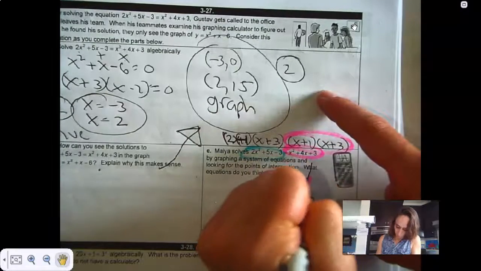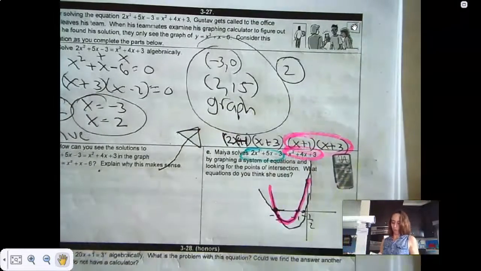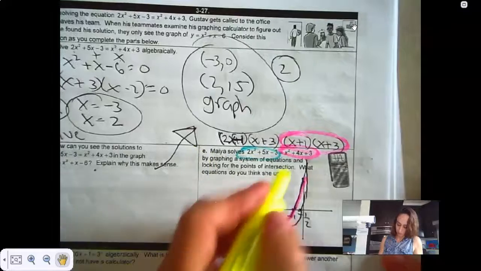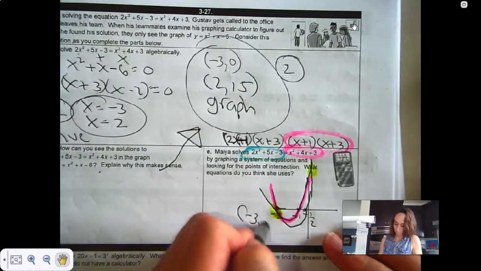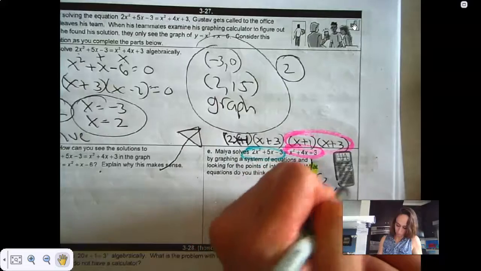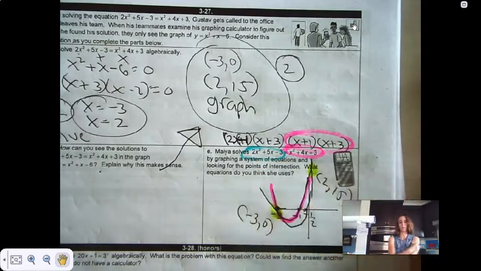Okay, let's make it work more. Okay, so it crosses at -3, very sadly, and (2, 15). I didn't do a very good job with that one. Okay, so that's how to show it graphically.